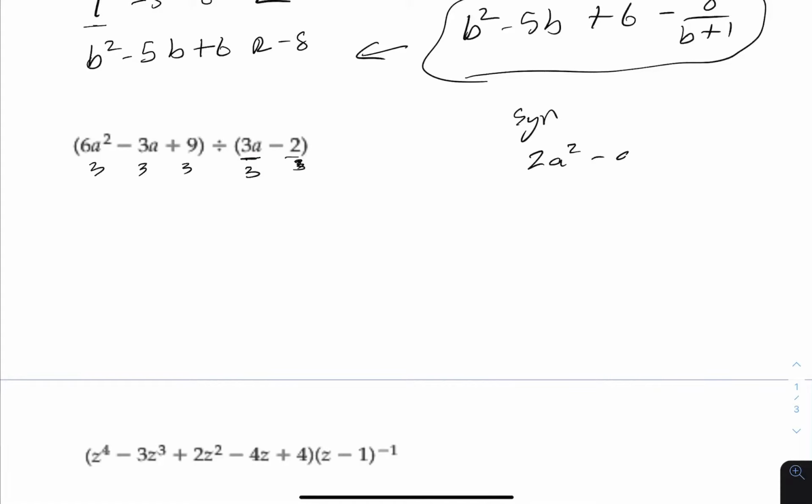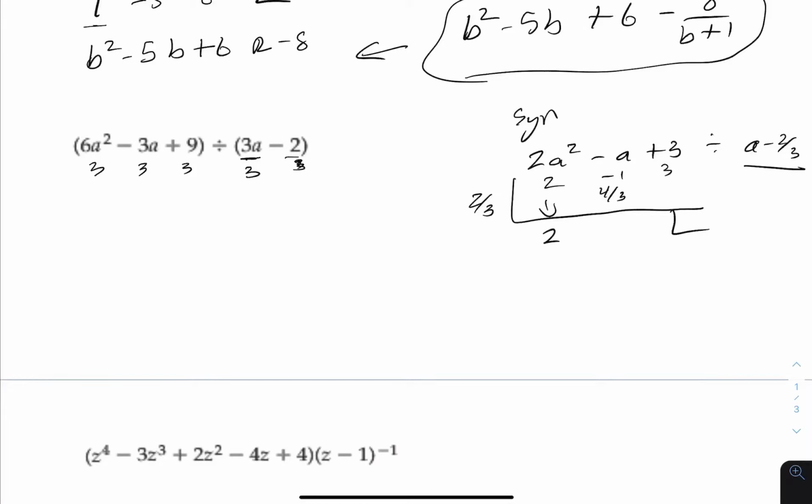2a squared minus a plus 3 divided by a minus 2/3. And now if I want to do synthetic division, I can do synthetic division. So it's like this, you do the opposite, 2/3. 2, negative 1, 3. Bring the first one down, it's my remainder. 2 times 2/3 is 4/3.